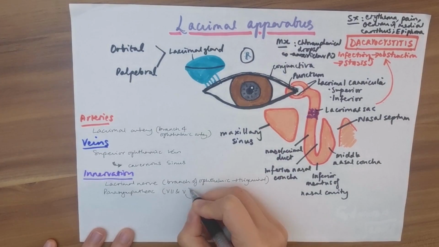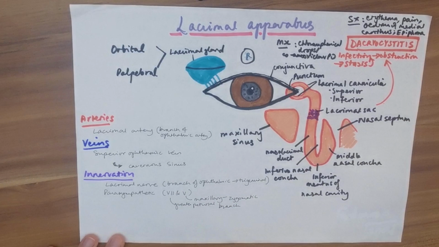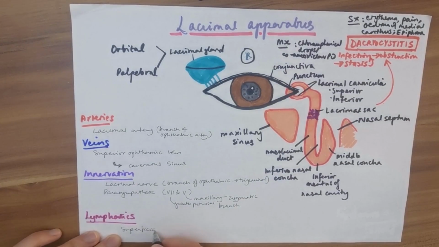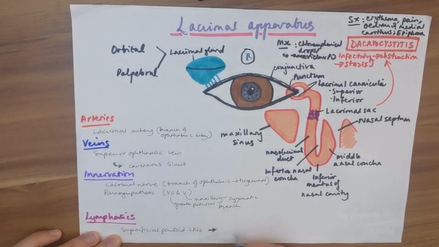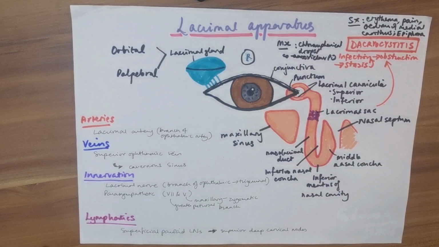The parasympathetic fibers are carried by the greater petrosal branch of the facial nerve and the zygomatic branch of cranial nerve V2, which is the maxillary branch of the trigeminal nerve. And lastly, the lymph fluids are drained into the superficial parotid lymph nodes, which then drains into the superior deep cervical nodes. So that's all for this video.